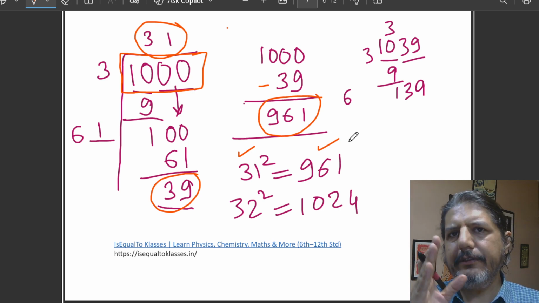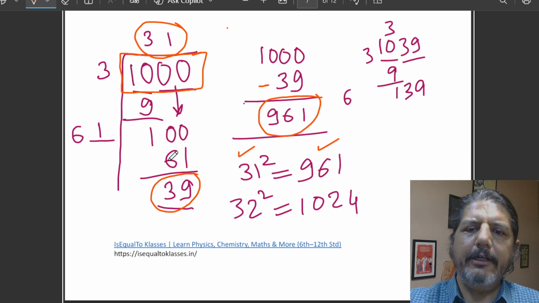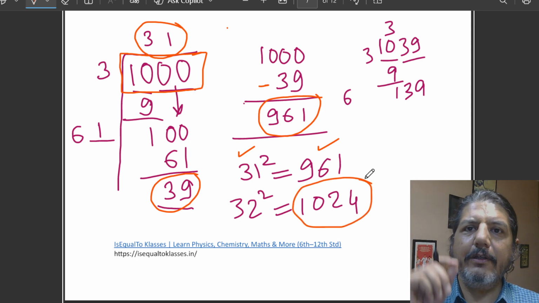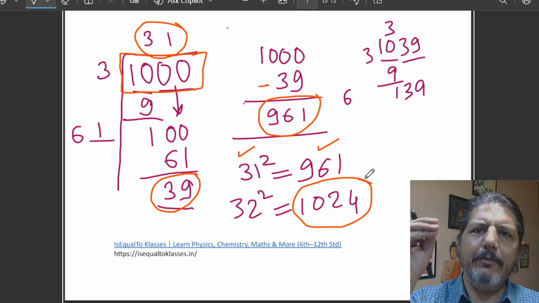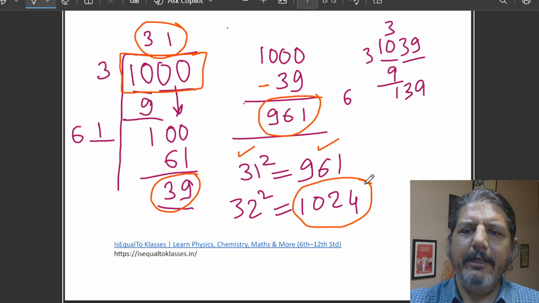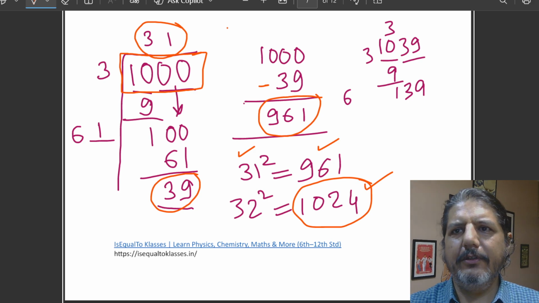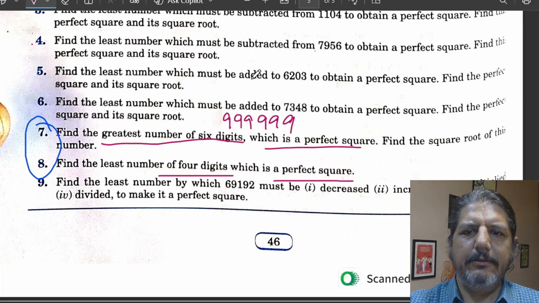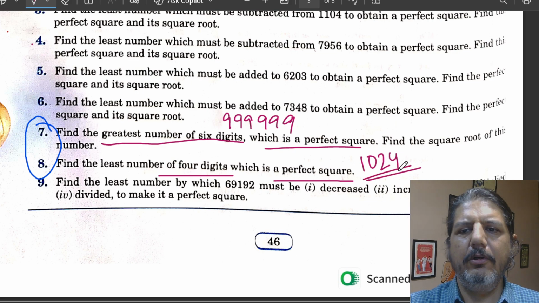I'll have to go a step ahead. So from 31, I'll have to go to 32. So 32 square is 1024. So actually 1024 is the least 4-digit number which is a perfect square. So 1024 is actually the number that I am looking for. So the answer would be 1024.